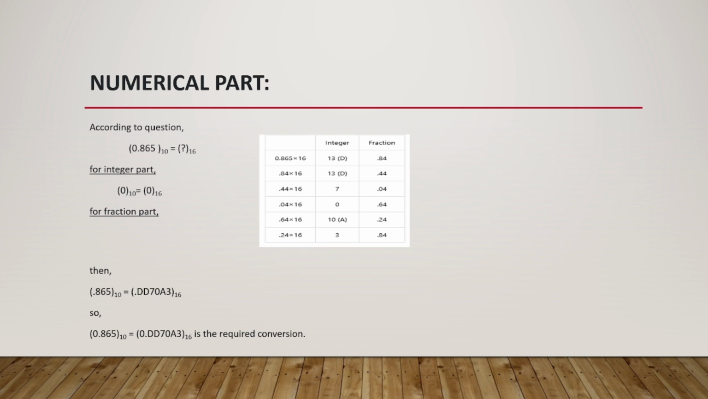Final answer: 0.865 base 10 equals 0.dd70a3 base 16. This is the required hexadecimal conversion.